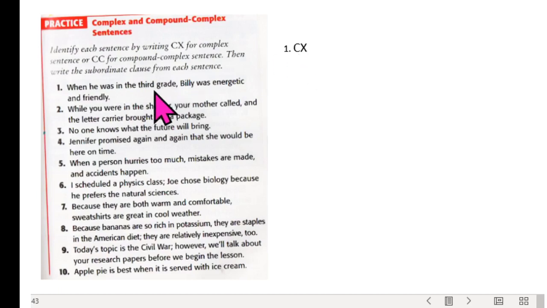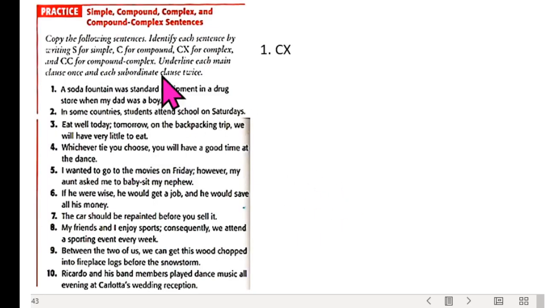It is complex because there is subordination, one subordination. You have two clauses. One of them is a subordinate clause, which is the first one, which is an adverb. When he was in the third grade, an adverb clause of time. Billy was energetic and friendly. It is affecting the verb was, at that time. Okay, you continue with the other exercises and then we'll check later.